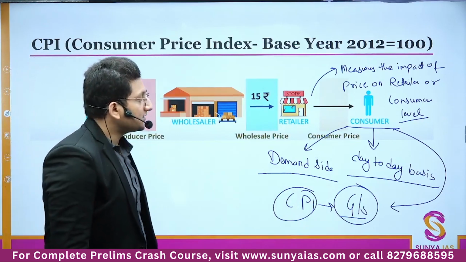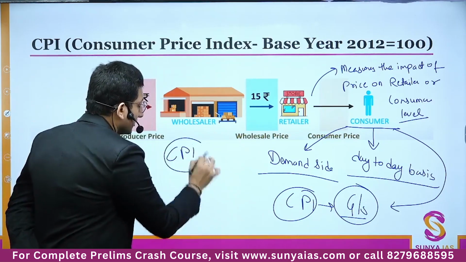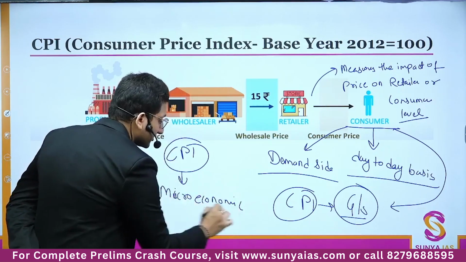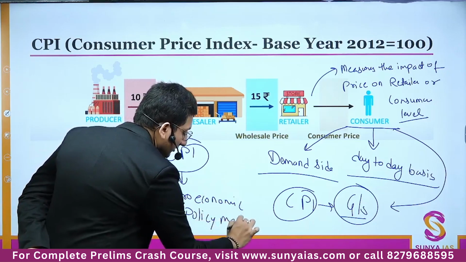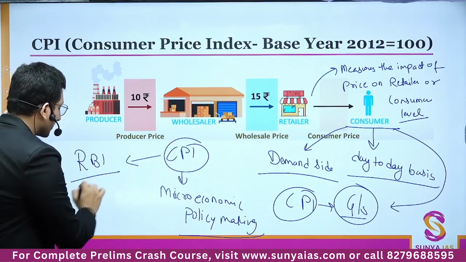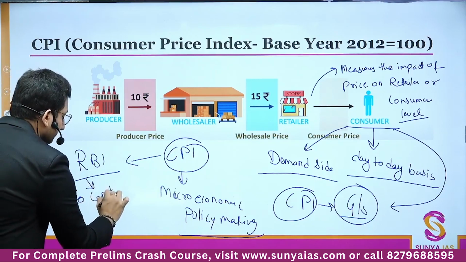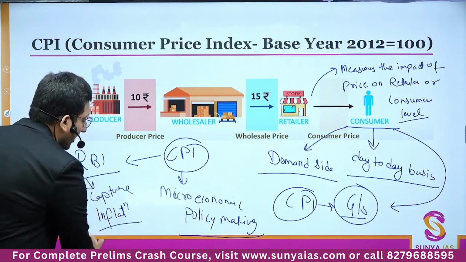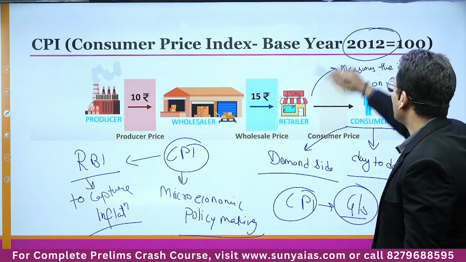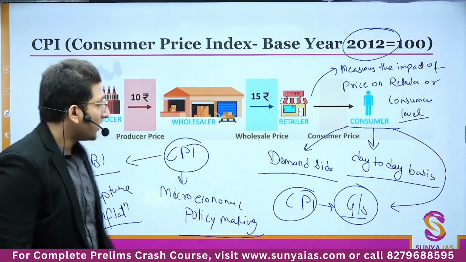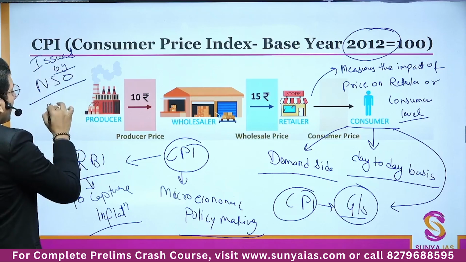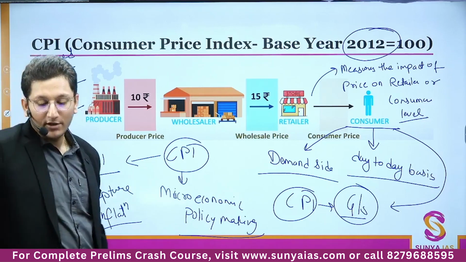Also, can I say that this CPI is used for macroeconomic policy making? This CPI has been used for macroeconomic policy making because it is used by RBI to control inflation, or you can say to capture inflation. The inflation that the RBI Monetary Policy Committee targets is the CPI. The base year is in front of you, 2012. And also guys, it has been released by NSO under MOSPI, Ministry of Statistics and Program Implementation.